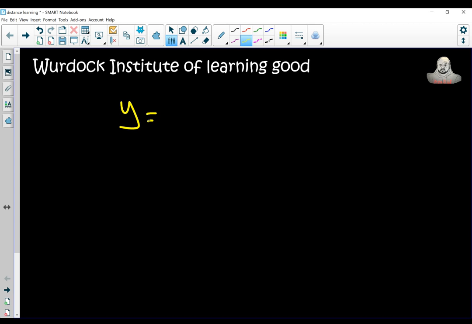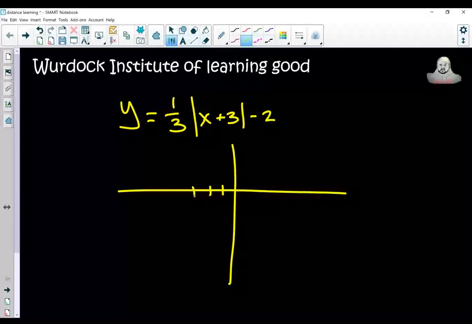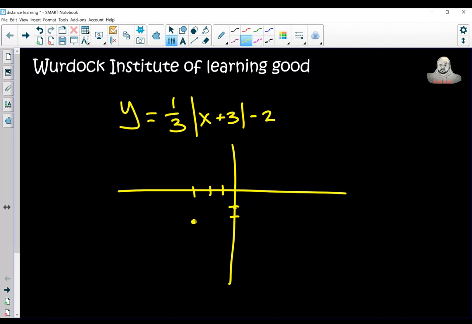So if you have this situation, 1/3 x, let's just say plus 3, minus 2, just to practice. You are now centrally located. Your V shape has a vertex at the point -3, -2. That's here. From there, now we have to do the slope. When you work your way to the right, you have a slope of over 3 up 1. And the slope of this V shape is 1/3. Slope is 1/3 on that part.